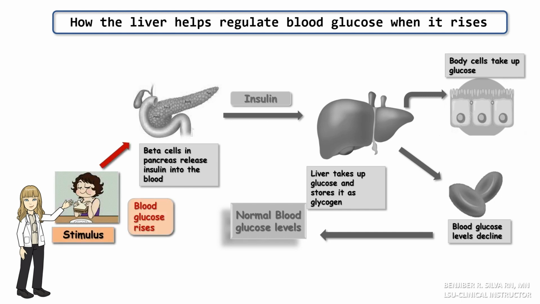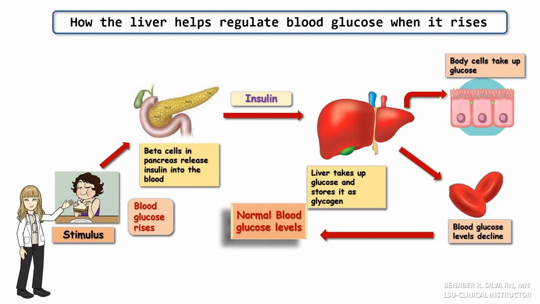Stimulus. One example of stimulus is eating. After eating, blood glucose rises. Beta cells in the pancreas release insulin into the blood. The liver takes up glucose and stores it as glycogen. Some of the glucose is taken up by the body cells. With this process, blood glucose level declines. Then the body will have a normal blood glucose level.